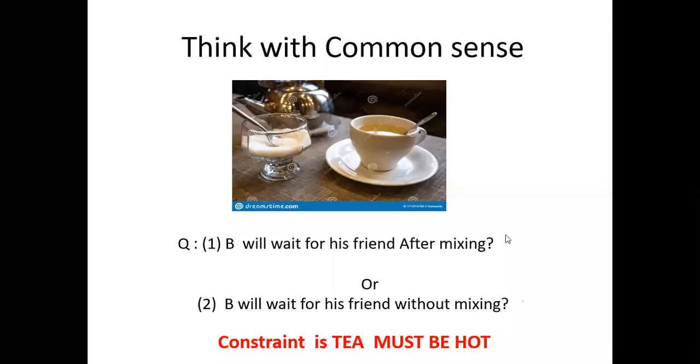So here my question is, you have only two options. B will wait for his friend after mixing, or B will wait for his friend without mixing. You have only two options, and the constraint here is that the tea must be hot. Don't think about the other parameters. You need to consider the constraint only. Already we have discussed that we need to give a lot of respect to our constraints. Here the constraint in this problem is that the tea must be hot. So think about only that, and from that point of view, just give me the answer.